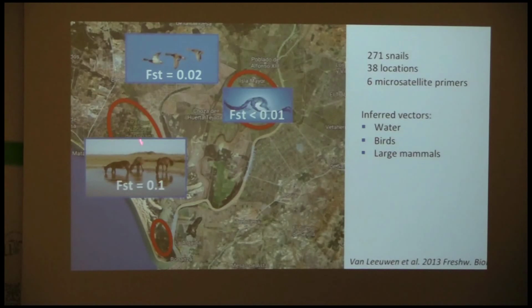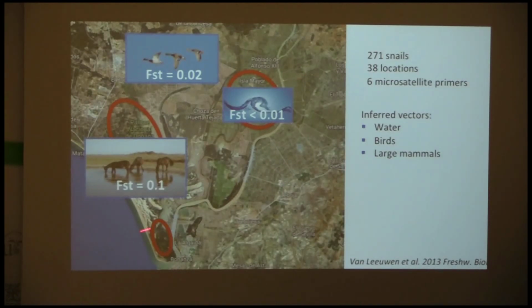We found that there's actually quite a lot of exchange between these populations, but not when you look at the southern populations. So then we started thinking that maybe the large mammals that are enjoying themselves in the mud of the ponds, running around and then running to another pond a kilometer away, might carry the snails attached on the outside, and this could be another means of transport.